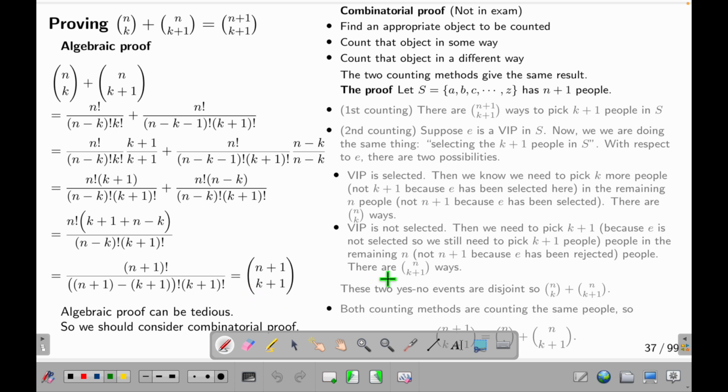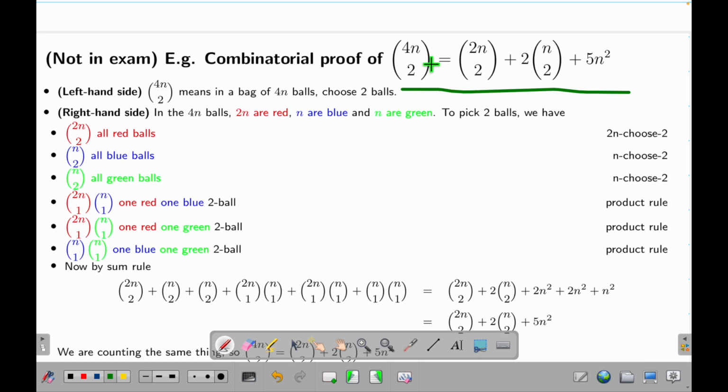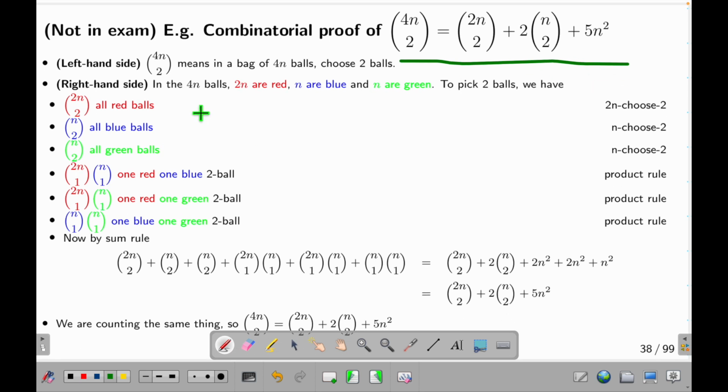The smart way is you do logic. How do I prove this is true? You can prove it mathematically by writing down 4 factorial, dividing by 2 factorial, and then doing all the stuff and trying to show this is true. But that will take you 10 pages. Here's the crazy way. What is the meaning of this?